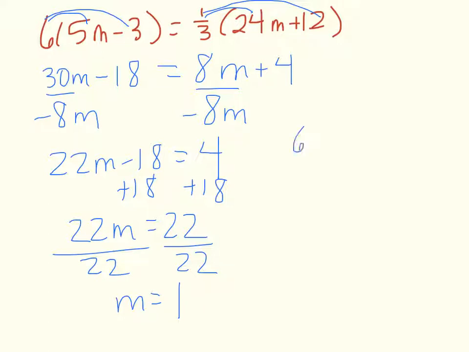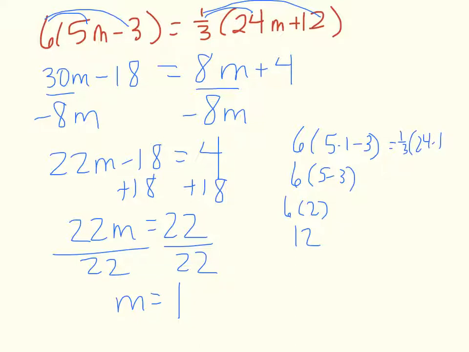Again, I can check it. 6 times, and then 5 times 1 minus 3. So I do 6 times 5 minus 3. 6 times 2 is 12. And then I should get that on the other side. So we want that to equal 1/3 times 24 times 1 plus 12. So 1/3 times 24 plus 12, 1/3 of 36. Remember, it's like dividing by 3, so 12, and 12 equals 12.